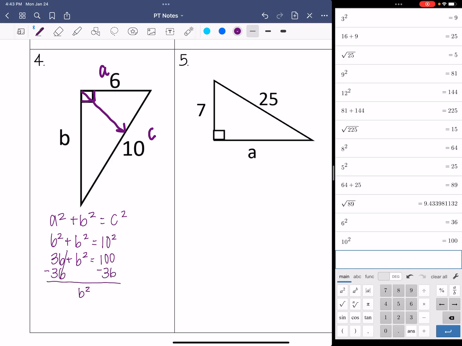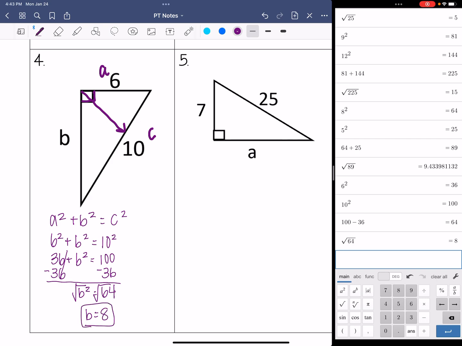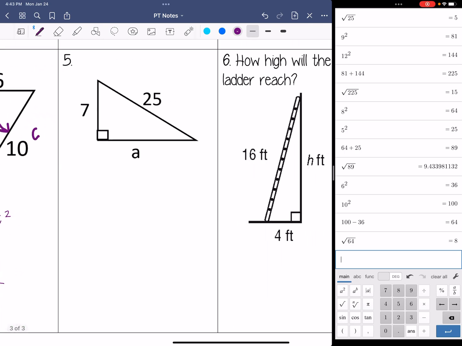So here we have B squared equals 100 minus 36 on one side, which is 64. Now again, I want to find the value of B. This is B squared, so this means that you have to take the square root on both sides. So the square root of 64 is going to equal 8. B equals 8. Okay. Then we have number 5.